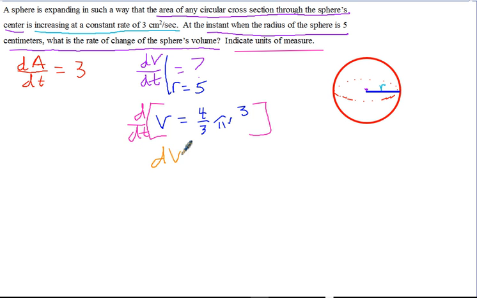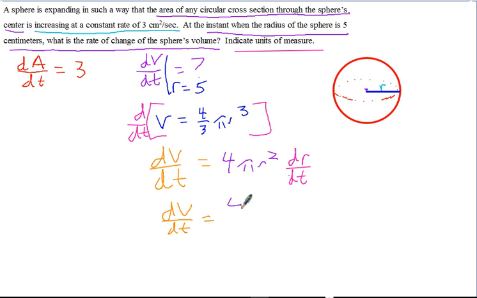So the derivative of V is dV/dt. The derivative of this one: bring down the 3, reduce out, so it's 4 pi r squared times dr/dt. And then we can substitute in what we know. We know r is 5. But we don't know dr/dt yet.